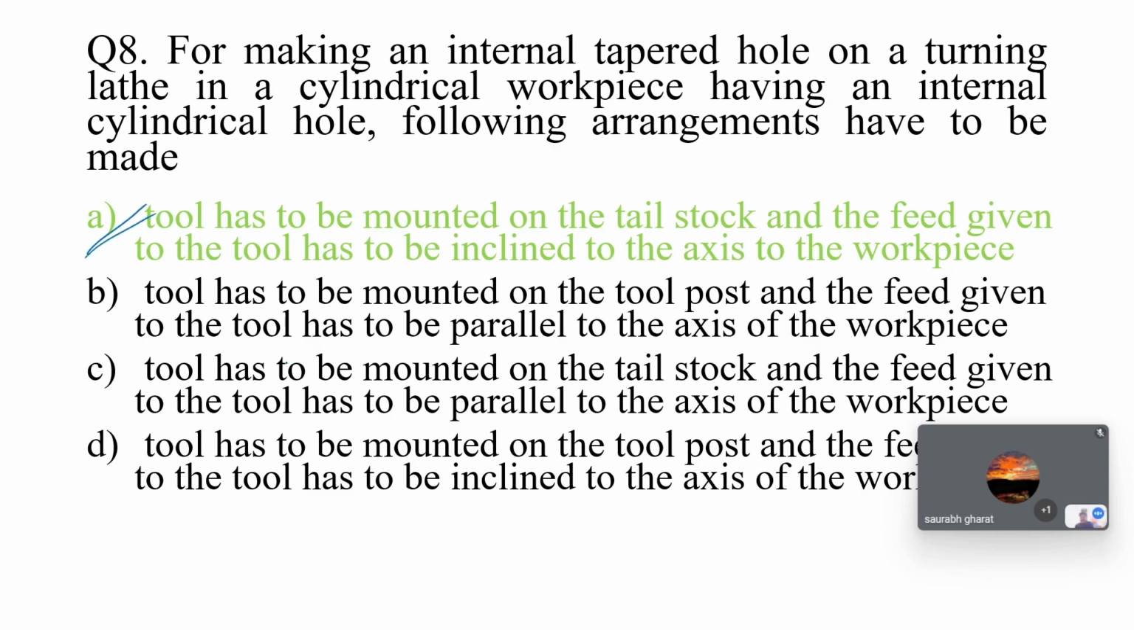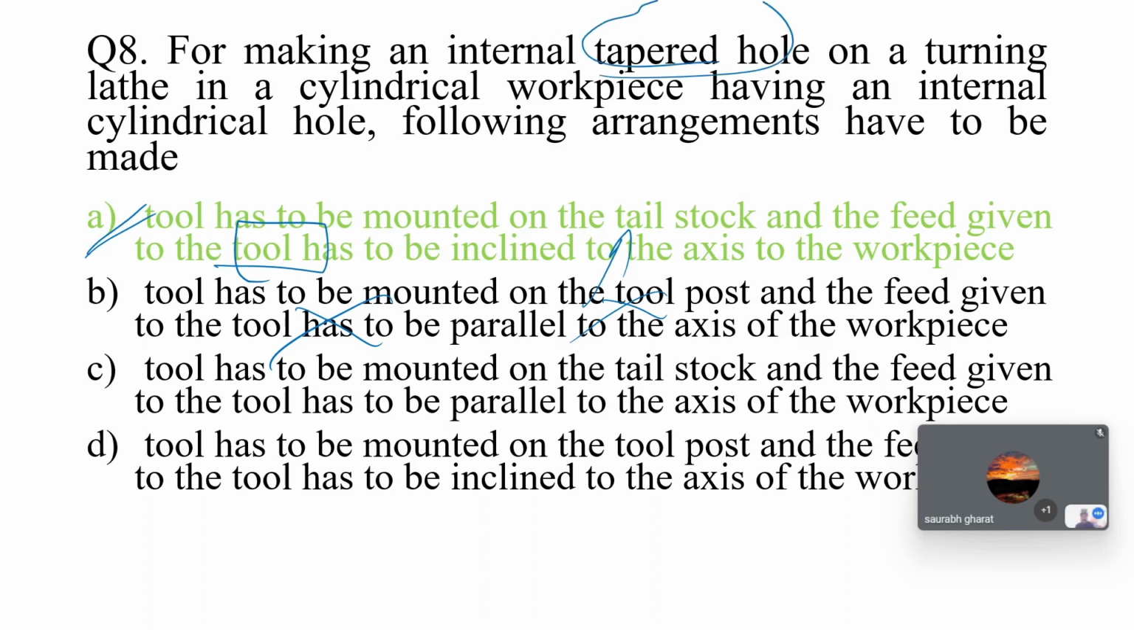Putting the tool on the tool post is wrong. You have to generate a hole with a drill. If you put your drill on the tool post, it is actually wrong. So you have to put it on the tailstock only. Your drill bit tool goes there, because what they are asking is for an internal hole to be made.